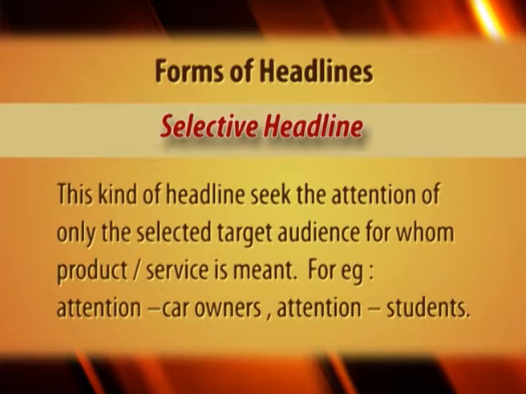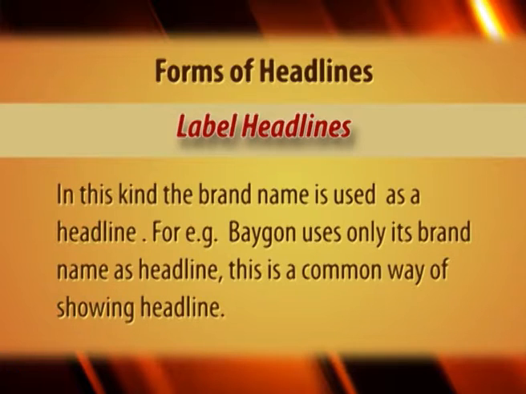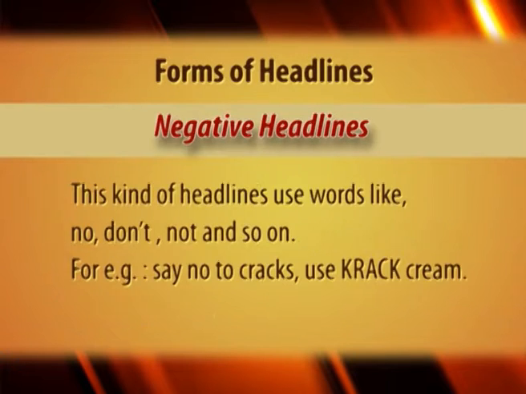Selective headline. This kind of headline seeks the attention of only the selected target audience for whom the product or service is meant. For example, attention car owners, attention students. Label headlines. In this kind, the brand name is used as headline. Bagon uses only its brand name as headline. This is a common way of showing headline. Negative headline. This kind of headline uses the words no, don't, not and so on. For example, say no to cracks, use crack cream.